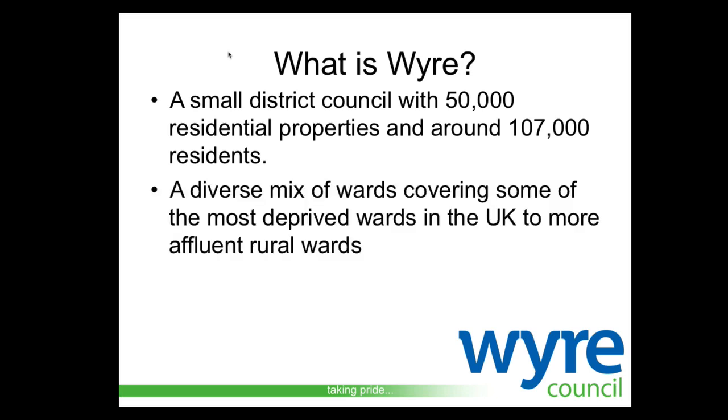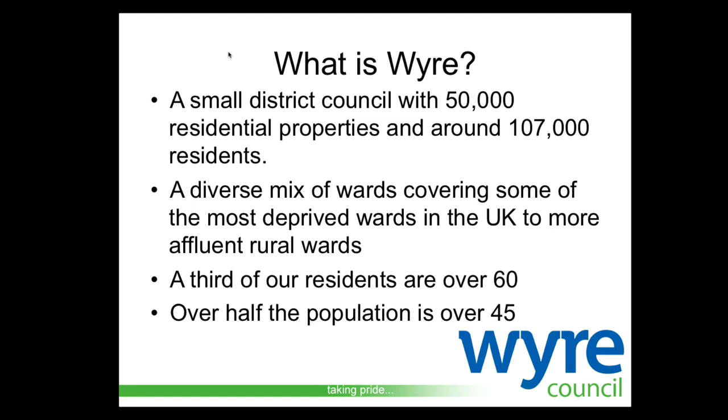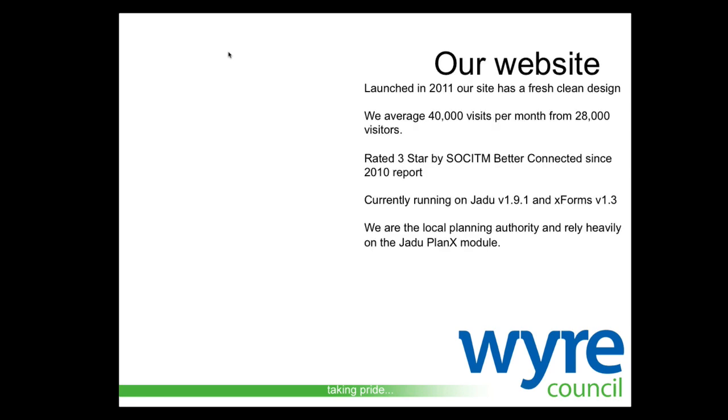So we're a small district council. We've got 50,000 residential properties, 107,000 residents, and we're a diverse mix of wards covering some of the most deprived in the UK through to affluent rural wards. From our last census data, it's shown that a third of our residents are over 60, and over half of our residents are actually over 45.